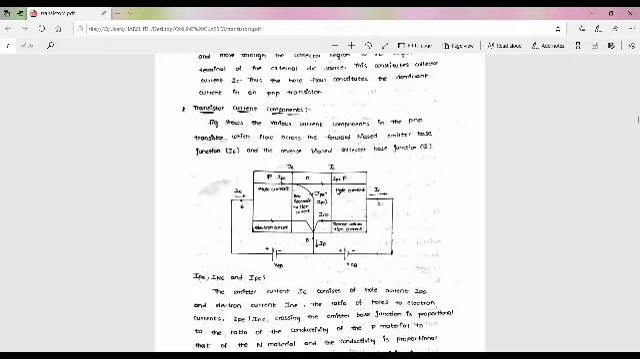Okay, since the base width is very small, most of the holes cross the collector base junction JC and very few combine, constituting the base current IPE minus IPC. In this base region, this is the IPE and this is the IPC currents. In this emitter region, IPE current is there and in the collector region IPC current is there. In this base region, the middle one, IPE minus IPC. Okay, and next IC naught.